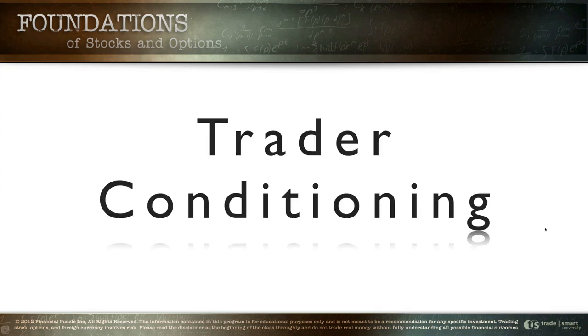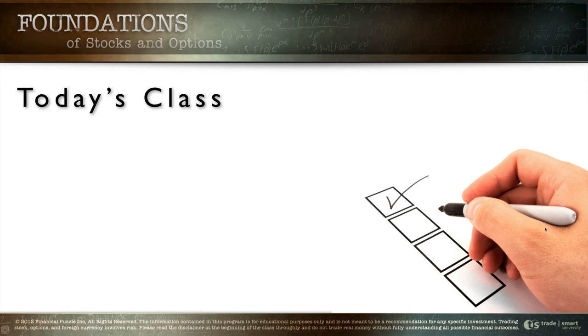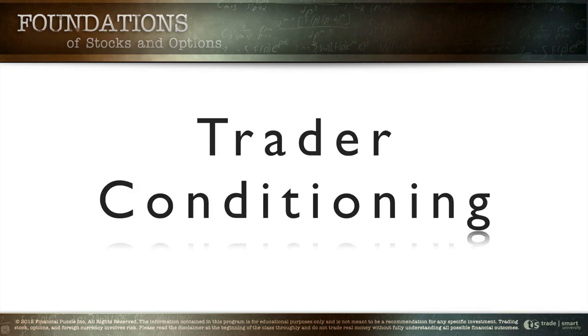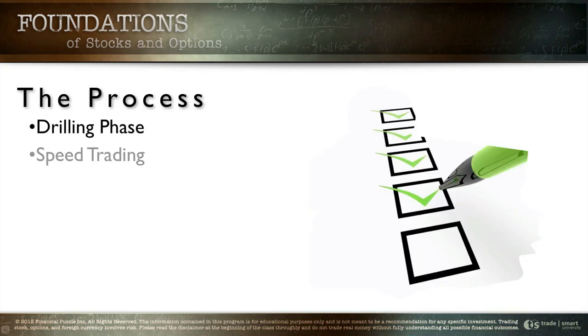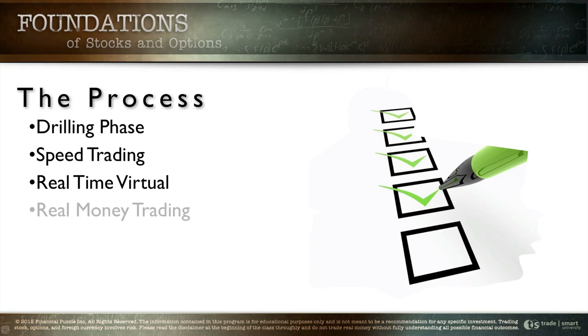Remember from the last class that we learned about trader conditioning, and what's wrong with my computer? I'm going the wrong way. Here we go. There's basically 4 steps in the process. We've got the drilling phase, we have the speed trading phase, the real-time virtual trading, and real money trading. These are the 4 steps of the trader conditioning.